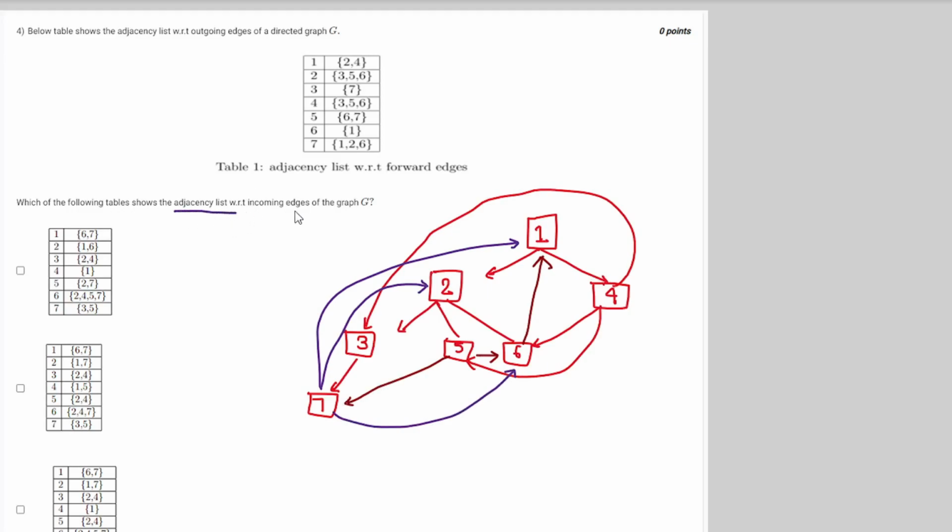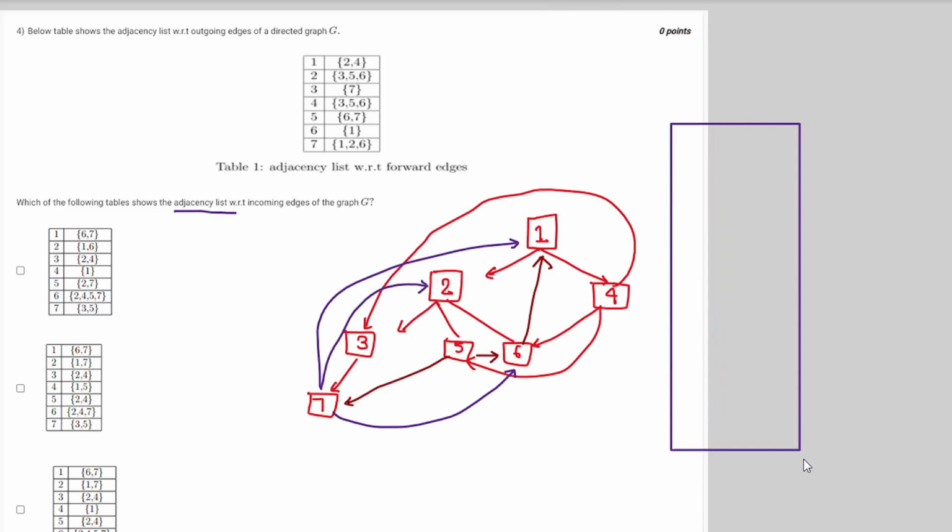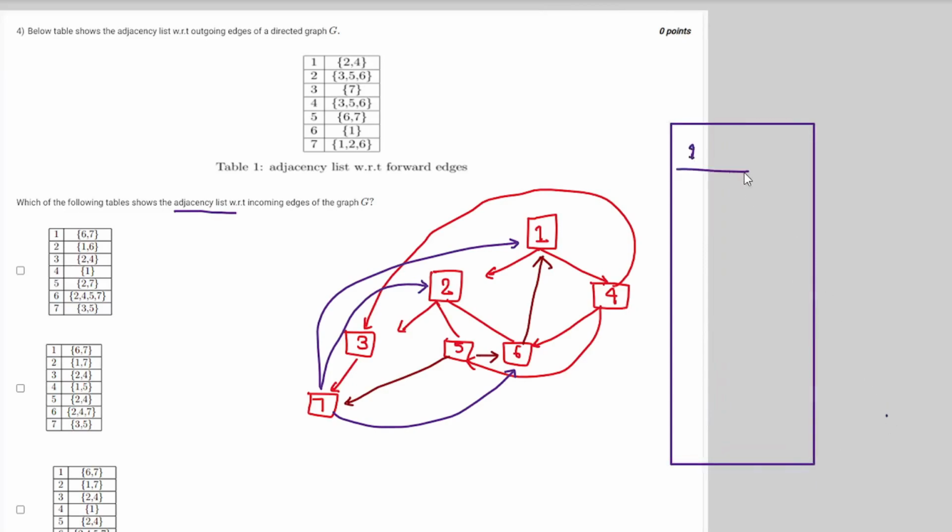So we have to find the adjacency list for incoming edges. So we will draw the adjacency list. Here we will write 1, 2, 3, 4, 5, 6 and 7.